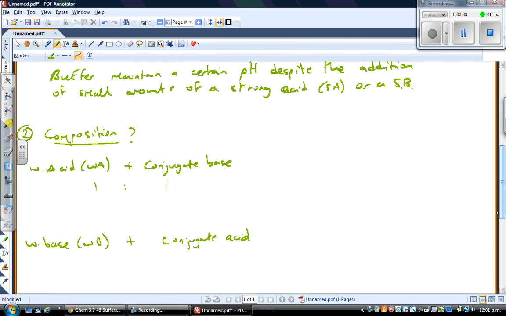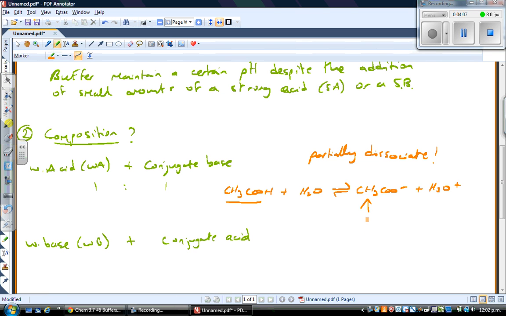So good examples of each of these. A weak acid, you'll see it come up time and time again. Organic acids are weak acids. So ethanoic acid will dissociate in water and form its conjugate base, which is CH3COO- ethanoate, plus your H3O+. But the problem with this situation is that weak acids only partially dissociate, as you may remember. So because they only partially dissociate, the conjugate base must be supplemented externally.